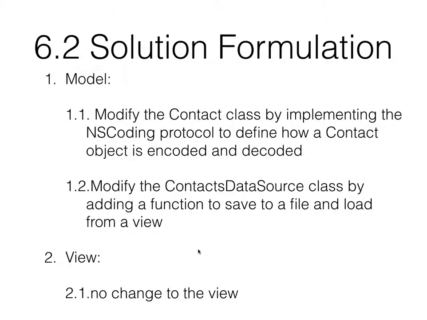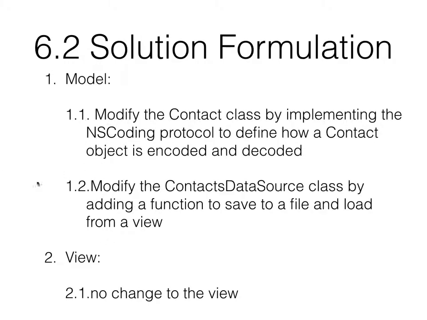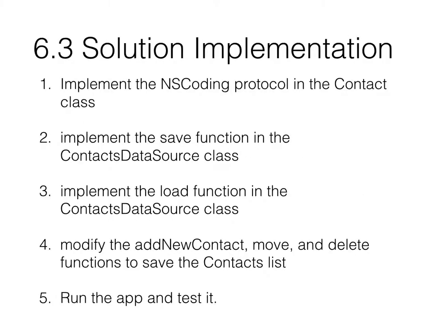No changes in the view. Everything is done in the model and in the controller. The controller actually doesn't see any change. The table view controller, everything is happening here in the model. So in the solution implementation, we'll start by implementing the NSCoding protocol in the contact class. Then we implement the save function, the load function, and modify the add new contact, the move, and the delete to use the save function after they make changes to the array list. And then we'll run the app and test it.